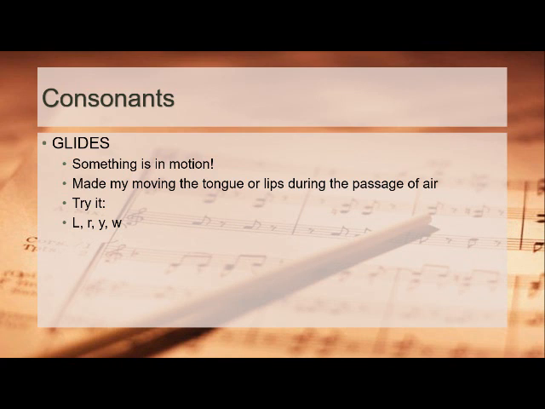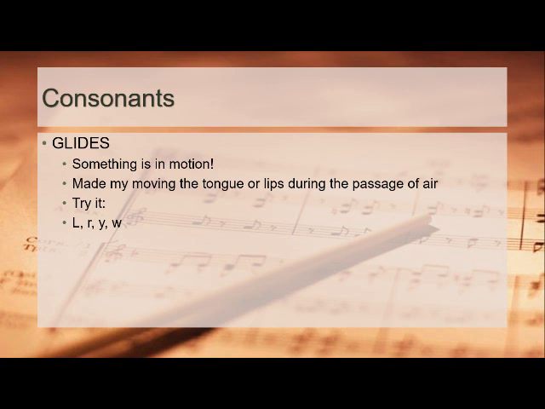So the L sound, la, la, la. My tongue is gliding under my hard palate and past my teeth. La, la, la. The R sound, ra, ra, ra. My tongue is curling and again gliding past my hard palate but further back in the mouth. Ra, ra, ra.